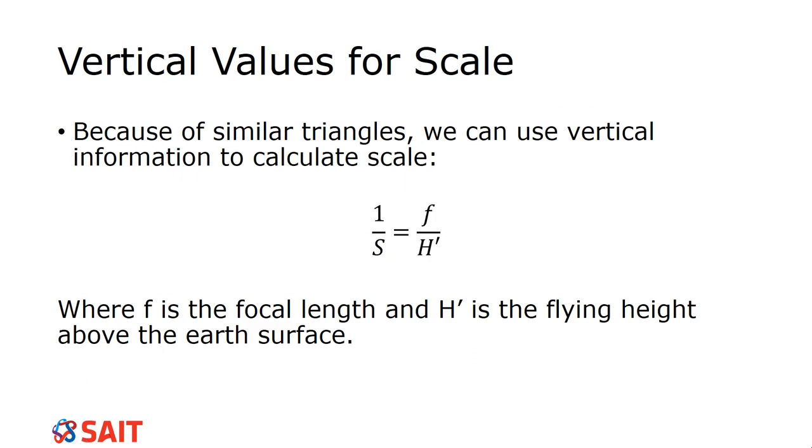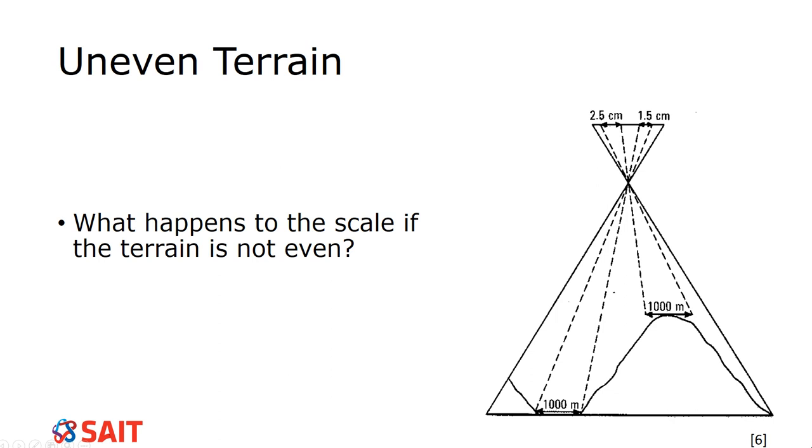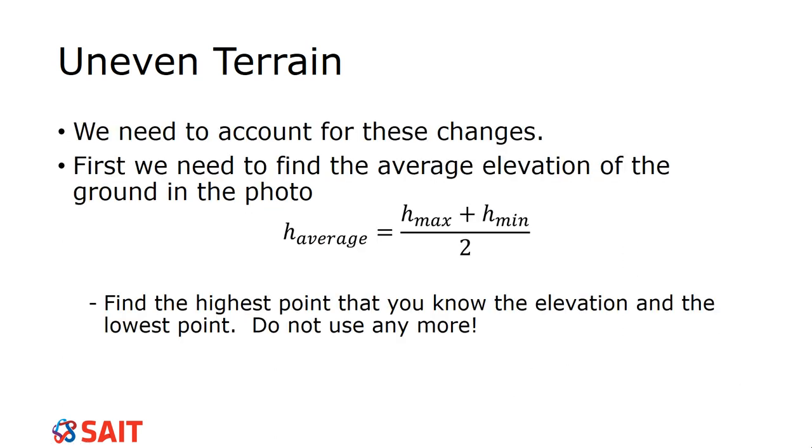Now we got to be concerned about the vertical values. Because of similar triangles, we can use that vertical information. So as I mentioned, f is the focal length, h prime is the flying height, and we can calculate 1 over s. But what happens if we have terrain that is not even? We have 2 different scales. For example, something that's closer is going to appear larger on the image than something that is further away. It's definitely going to be smaller, which means that now I have 2 different scales on the exact same photograph. So how can we adjust for this? How do we calculate an overall average scale for a map when we're dealing with that?